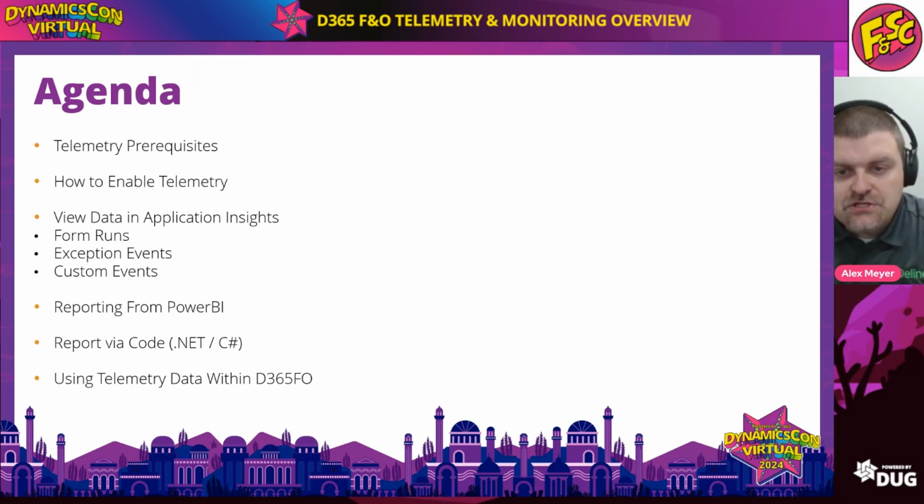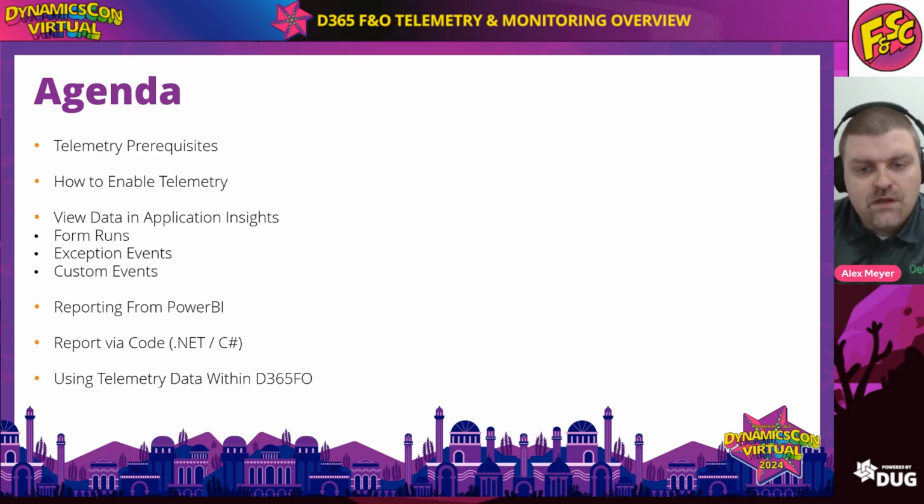So a quick agenda of what we're going to be looking at today is: what are the prereqs for the telemetry data feature, right? So first and foremost, are there things we have to do beforehand before we can actually go and enable the feature? Then we're going to look through some different examples of what you can actually capture with this telemetry data, right? So things like form runs, exception events, and custom events. We're going to look at how we can actually take this data and look at it from an external perspective, right? If we want to report on this from Power BI.